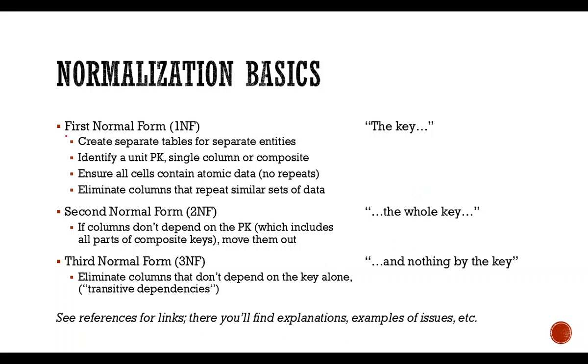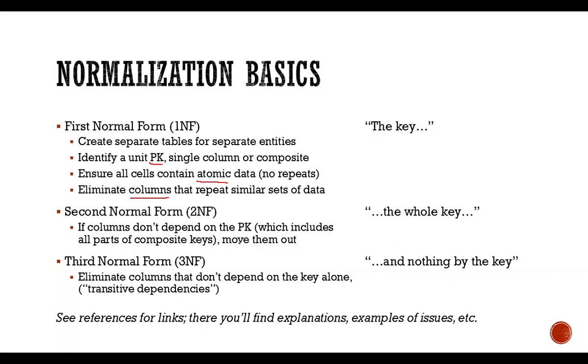So first normal form says get different entities into separate tables. That seems obvious. Next is make a PK, right? Figure out what the primary key is going to be. Then make sure that every cell of data is atomic. In other words, there's no repetitions of data within one cell. It's one piece of information per cell. And then we also eliminate columns that tend to repeat. So where there are repetitions built into different columns, that's also something that we don't want. So first normal form covers a whole bunch, and that will be our first step.